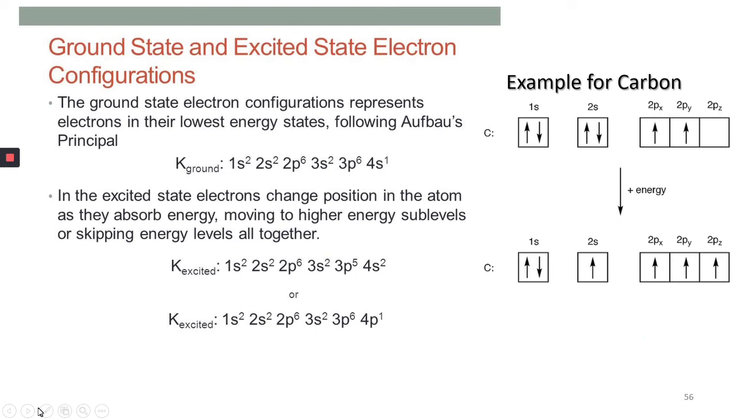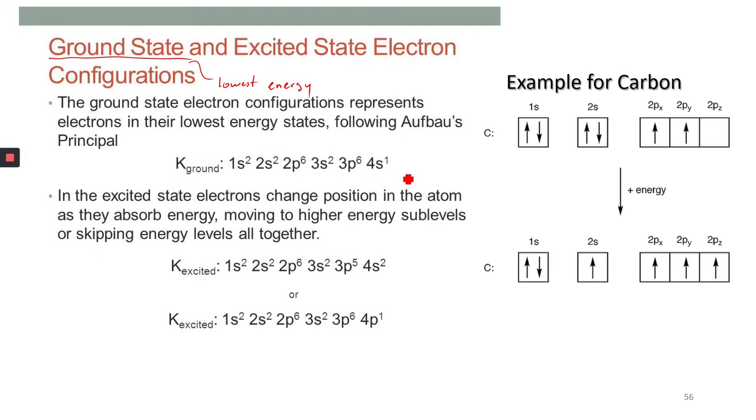So all of the electron configurations we've been writing so far are for the ground state. Remember, your ground state is lowest energy. But we know that atoms get excited. That's how photons are produced. So how would it look if we had an excited state? How do we draw the electron configuration for that?